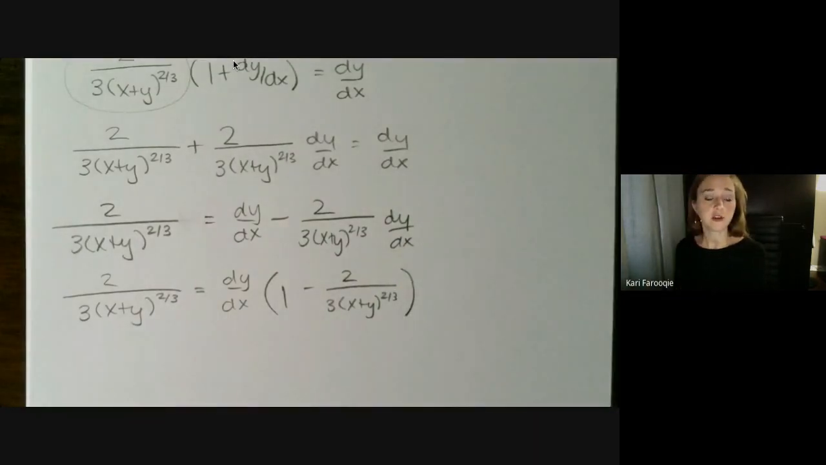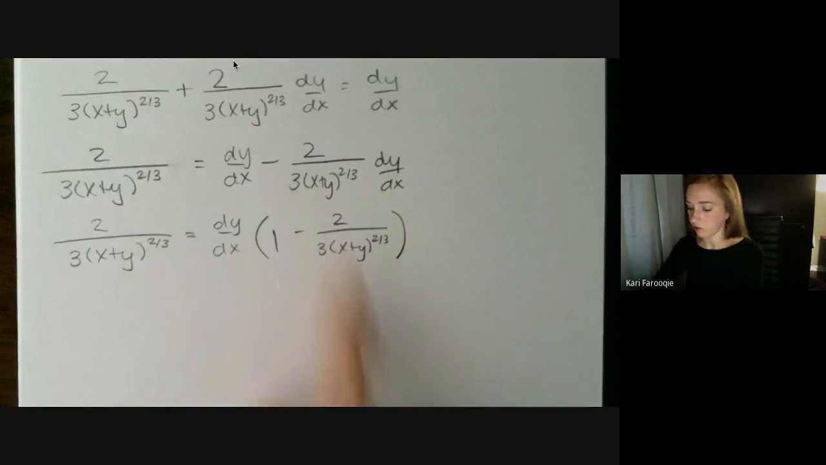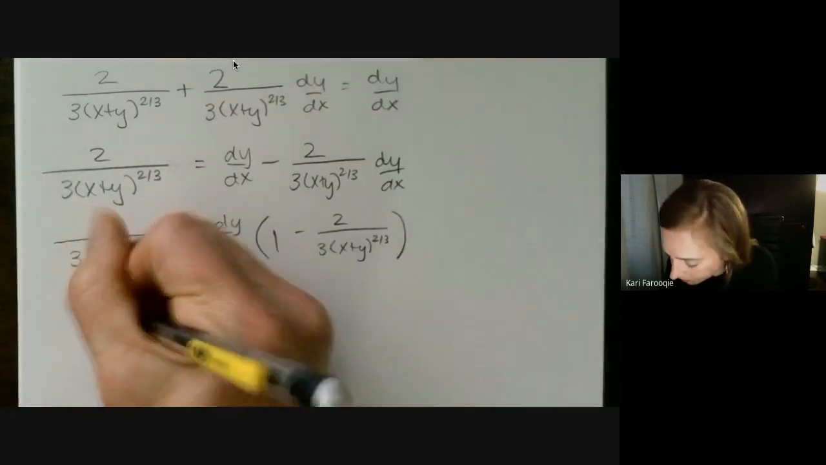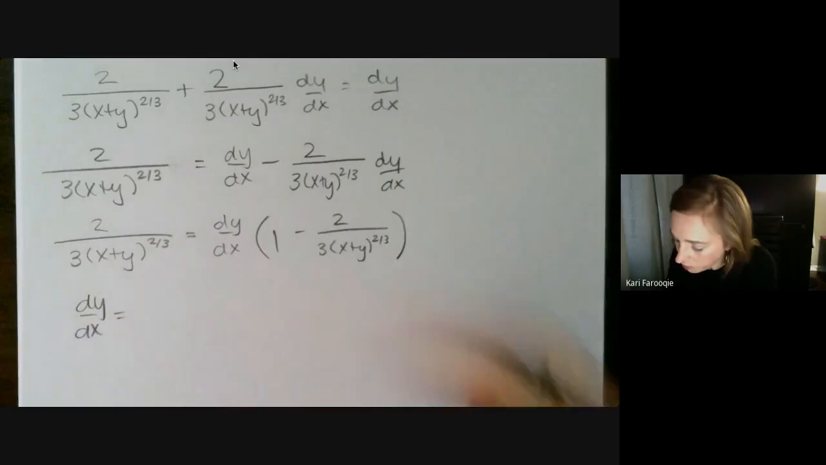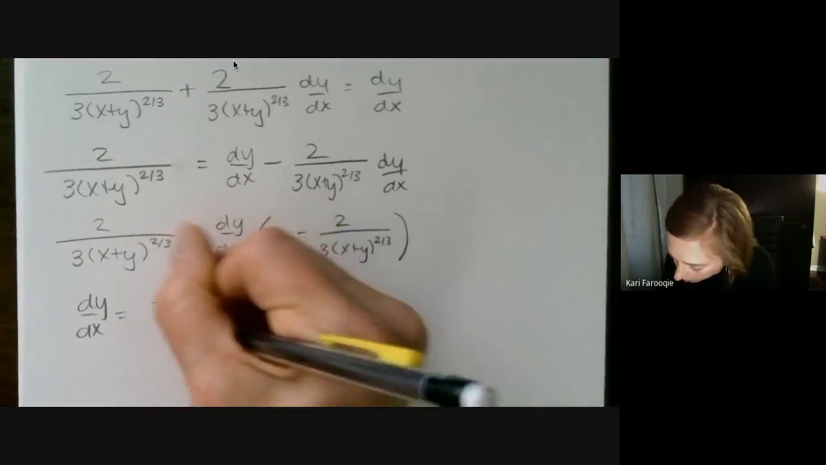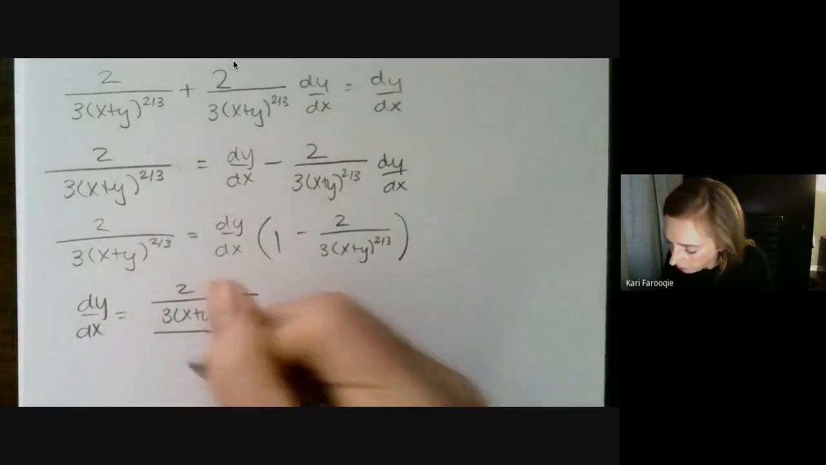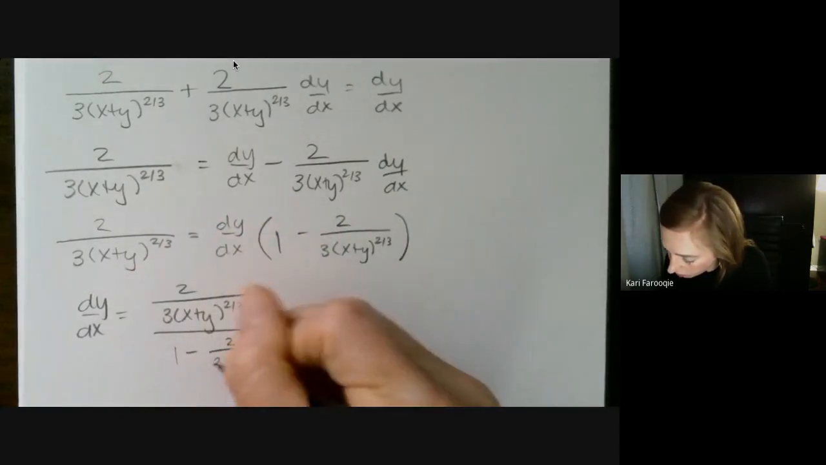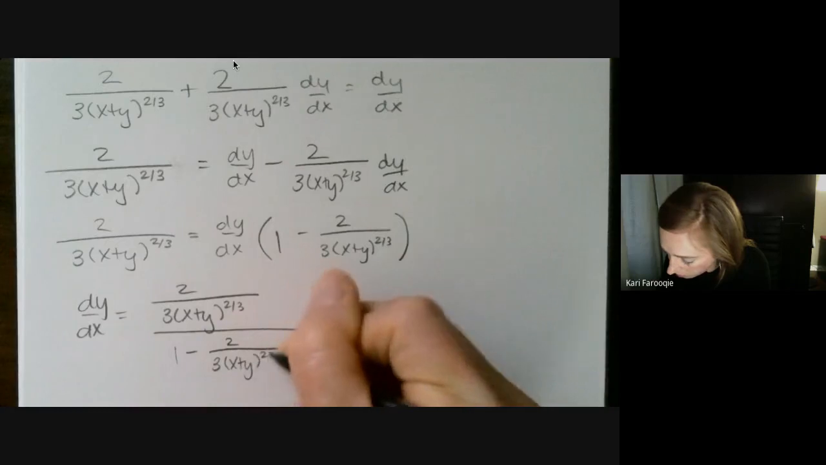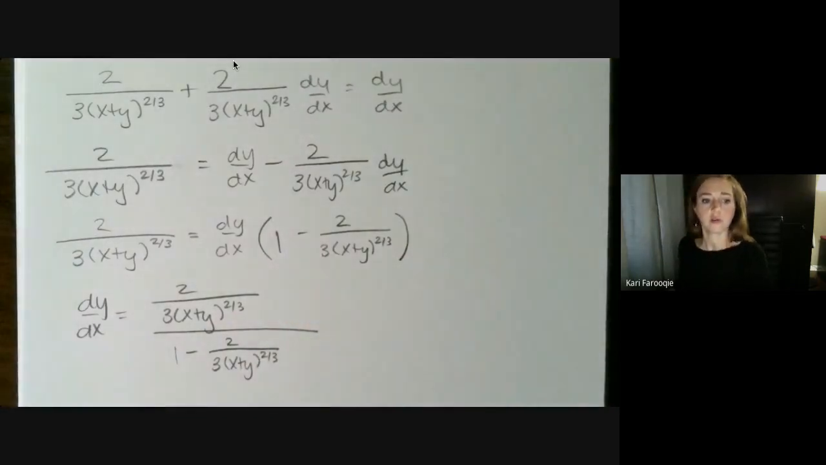I'm going to factor the dy dx out of the right-hand side. And then we'll solve by dividing each side by this quantity, 1 minus 2 divided by 3 times x plus y to the 2/3. You're going to get a complex fraction, but we luckily know how to simplify those, so no big deal, right? Dy dx is 2 divided by 3 times x plus y to the 2/3, getting divided by 1 minus 2 divided by 3 times x plus y to the 2/3.